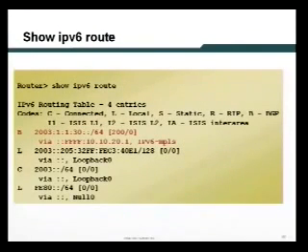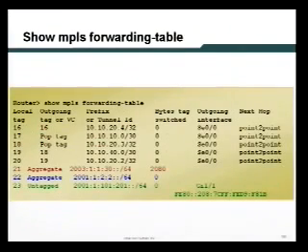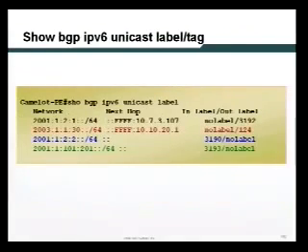Show IPv6 route. We see the IPv6 route being advertised via BGP, and we see the next hop to be that IPv4-mapped IPv6 address. Show MPLS forwarding table. Here we have the tags, the IPv6 prefixes listed, and they're listed with aggregate. Untagged one is a network that is directly connected to the router.